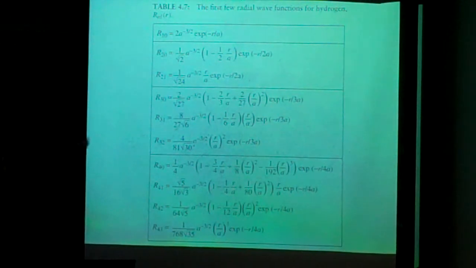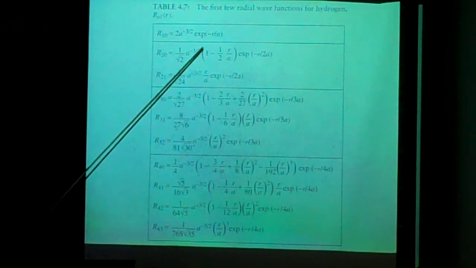Memorize the ones down to R3's. Okay. Table. Let's see that it does what we claim it does. So, for the ground state, R10 should be e to the minus r over 1 times a, because n is 1, times a polynomial of degree n minus 1, which is 0, right, because n is 1 here. A polynomial of degree 0 in r.